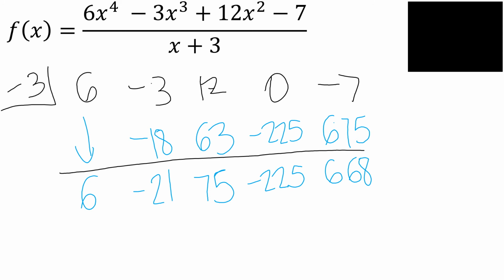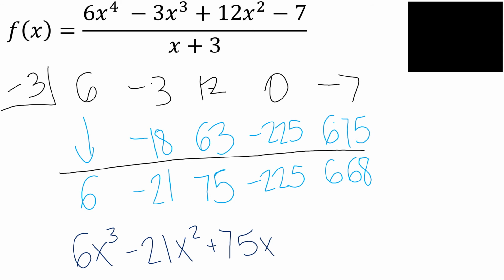So we will have 6x cubed minus 21x squared plus 75x minus 225 plus 668 over x plus 3.